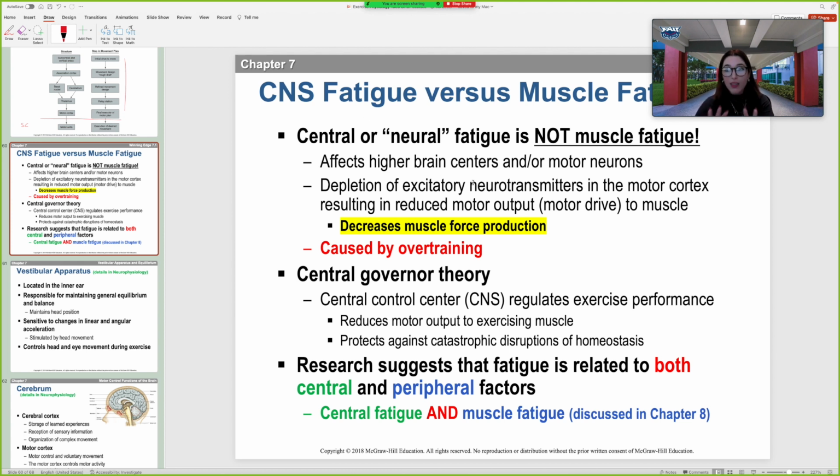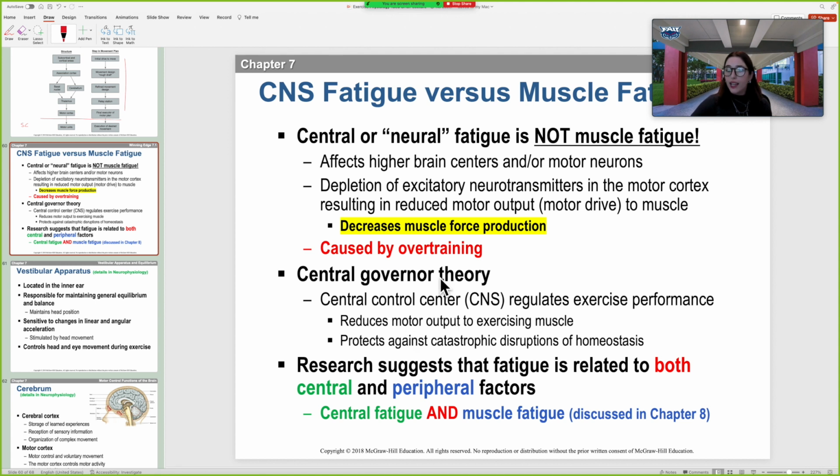It's not happening in the muscle. It's those brain centers that are like, whoa, we've been exercising too much. We're overtraining. This is too much. We're depleting our neurotransmitters and we're not able to fire off to those muscles as effectively. The central governor theory says that the central nervous system regulates exercise performance, right? It reduces motor output to the exercising muscle and protects against catastrophic disruptions of homeostasis.